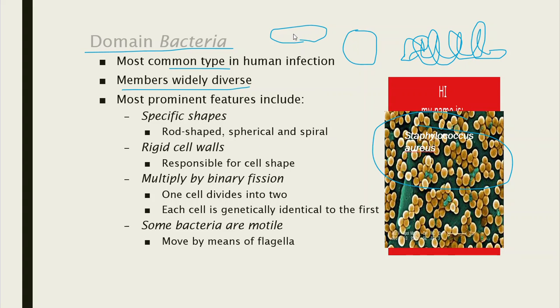Those three shapes, this is going to be called a rod, or we can call it, well, let's just stick with rod for right now. And then the spherical, we'll talk about it as cocci, but we'll just stick with what we got for a little bit. We already talked about that the reason that these guys have hard, rigid cell walls, and that's what actually forms these shapes.